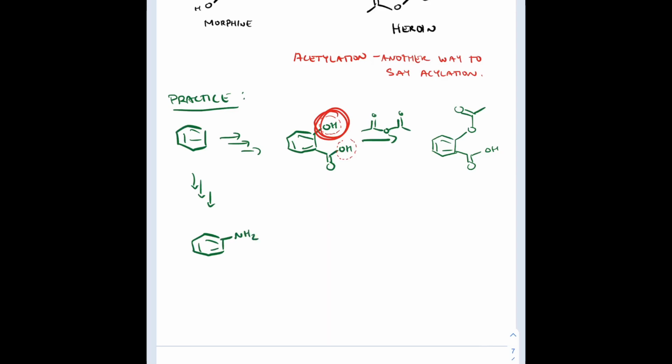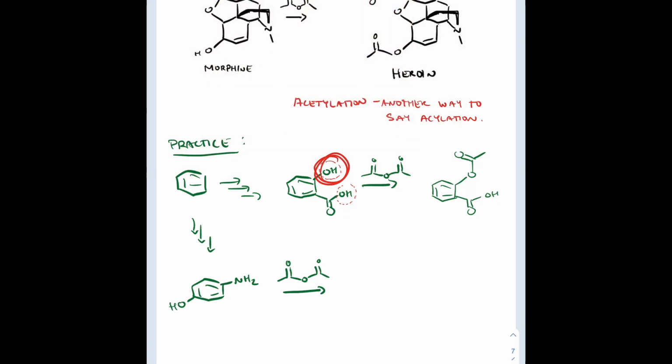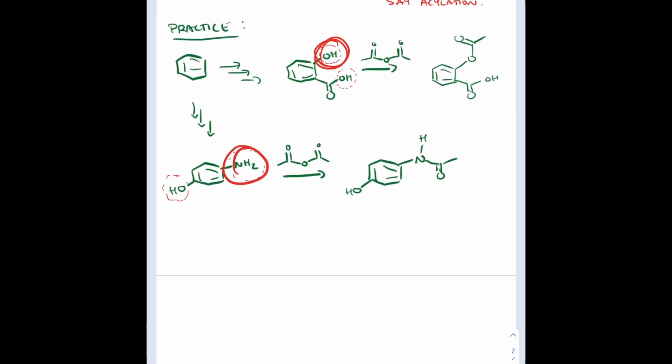Let's say we had this alcohol and amine functionality on the benzene ring. Which one's more basic or nucleophilic? That would be the nitrogen. It's further to the left on the periodic table relative to oxygen. And so that's where the acyl group ends up. Okay. This is actually the drug Tylenol or acetaminophen, while the drug from above is aspirin.